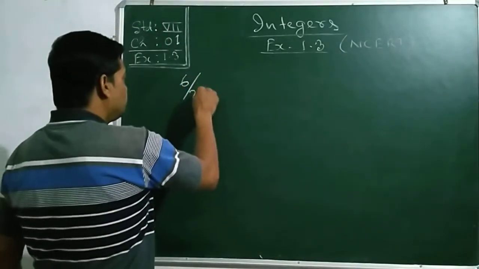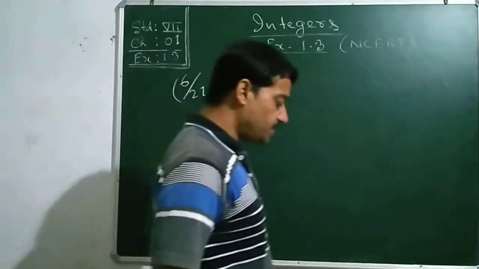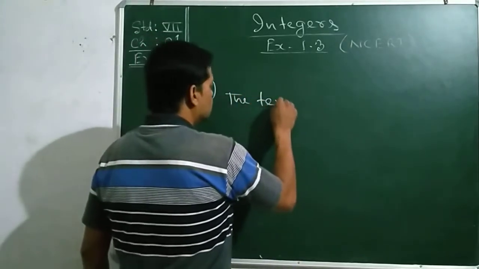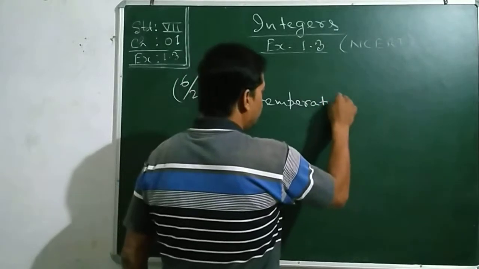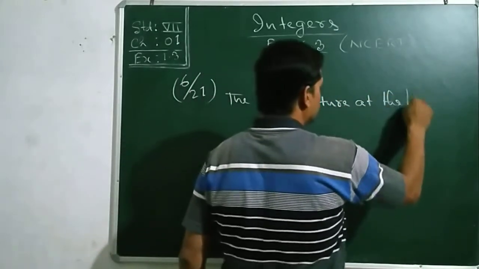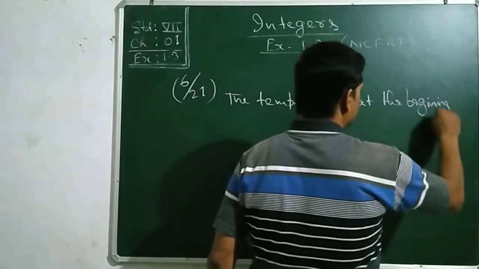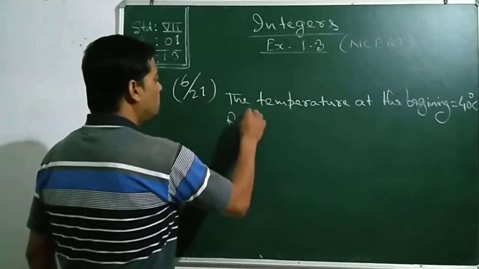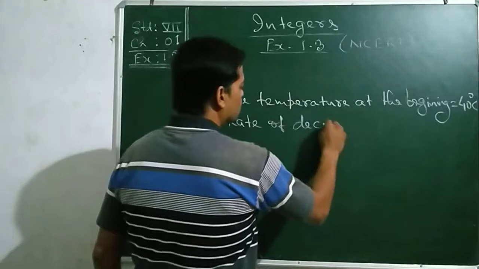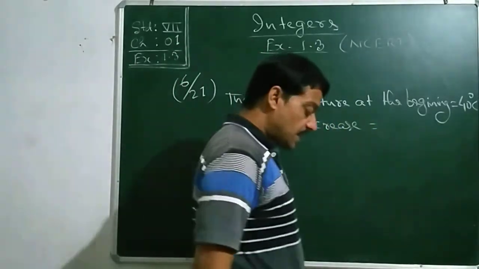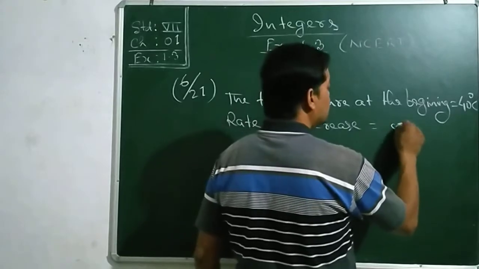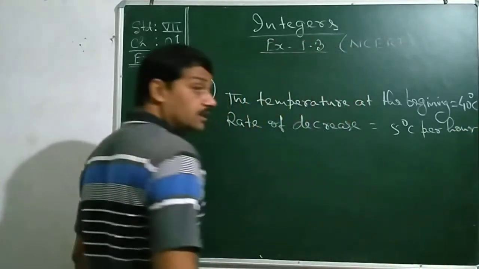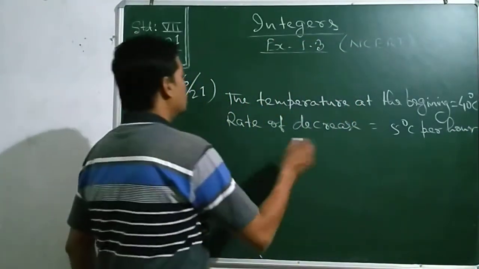In the 6 number sum, a certain freezing process has been started and the temperature at the beginning has been given: 40°C. The rate of decrease is given, that is 5°C per hour, and the temperature after 10 hours has been asked.